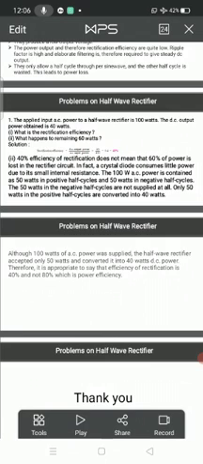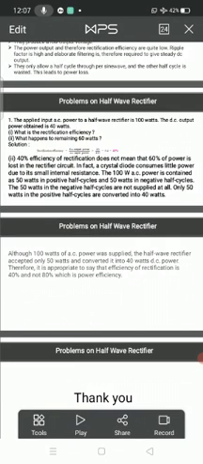The 50 watts in the negative half cycle are not supplied at all. Only 50 watts in the positive half cycle are converted into 40 watts. Although 100 watts of AC power was supplied to the half wave rectifier, it accepted only 50 watts and converted it into 40 watts DC power. Therefore, it is approximately right to say that the efficiency of rectification is 40% and not 80%.